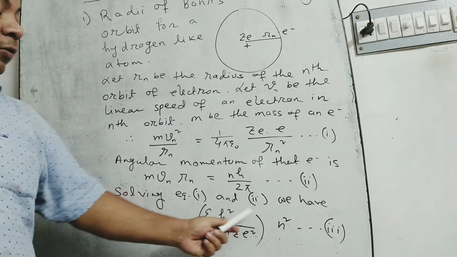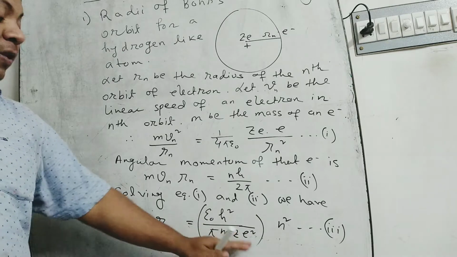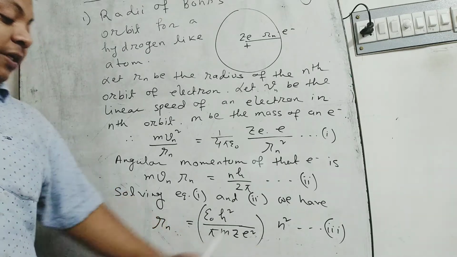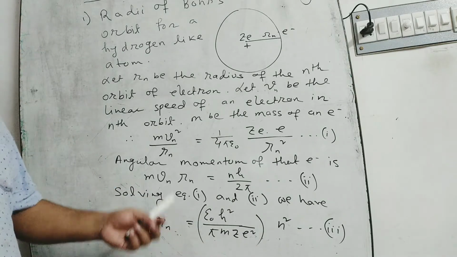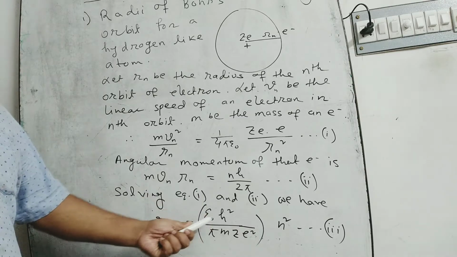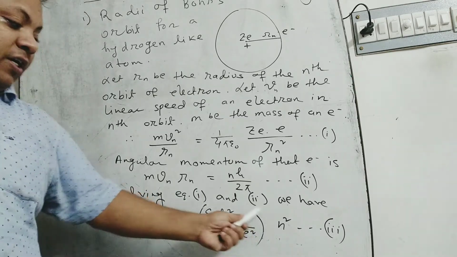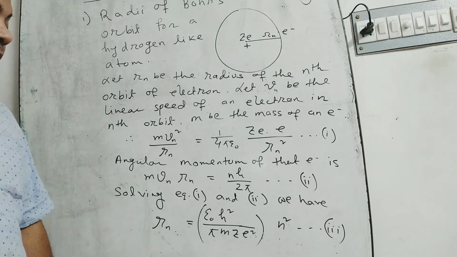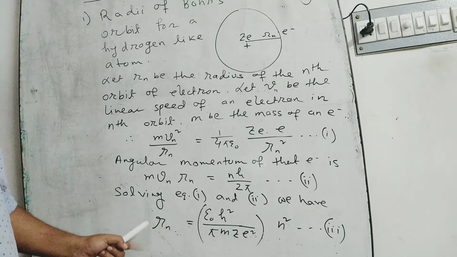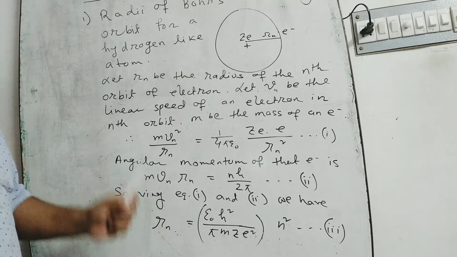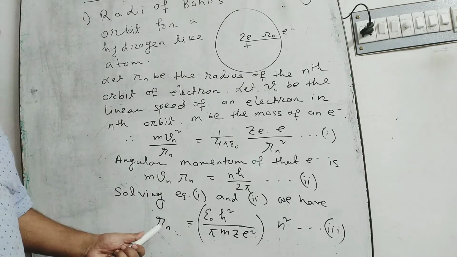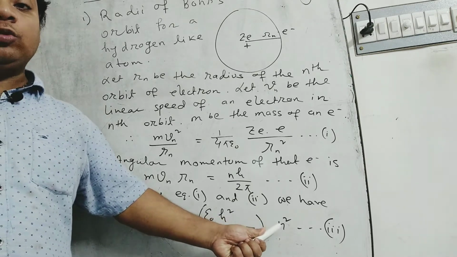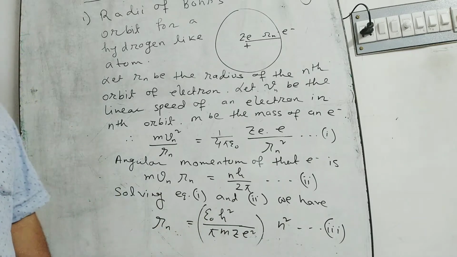The quantities within the first bracket are constants. Therefore, this total quantity is also a constant. Therefore, we can say that the radius of the nth orbit is directly proportional to the square of the principal quantum number.